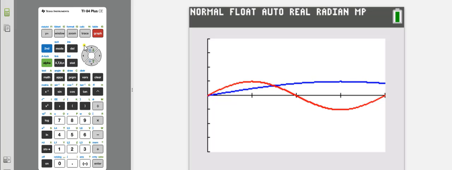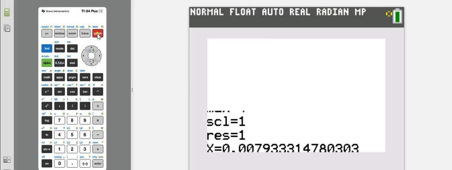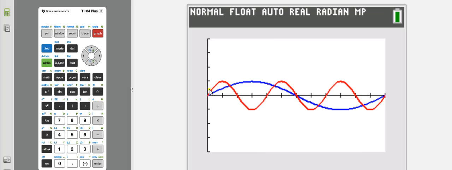Now, let me change the window to x minimum is 0, x max as 2 pi, because that is the period for sine x. See what happens? When you get one cycle of sine x, look how many cycles you get. You get 1, 2, 3. Looks like you get about 3 cycles of sine of 3x.